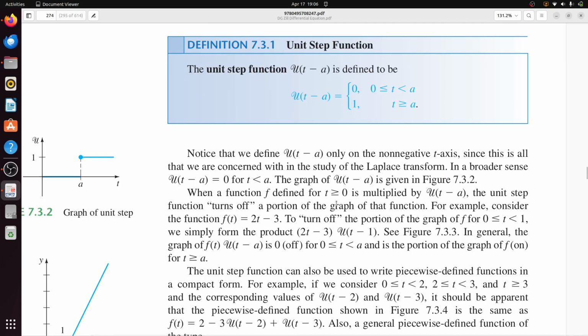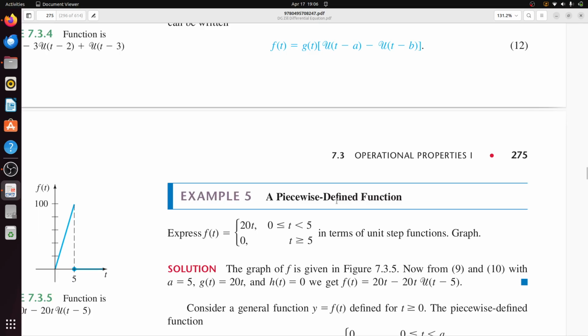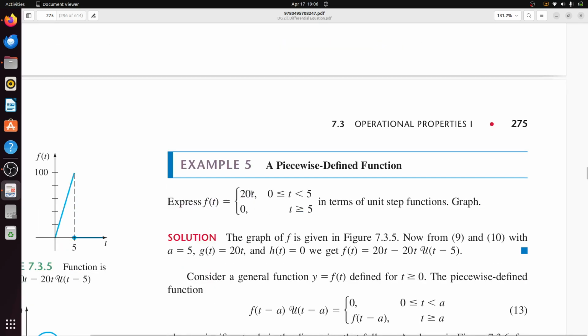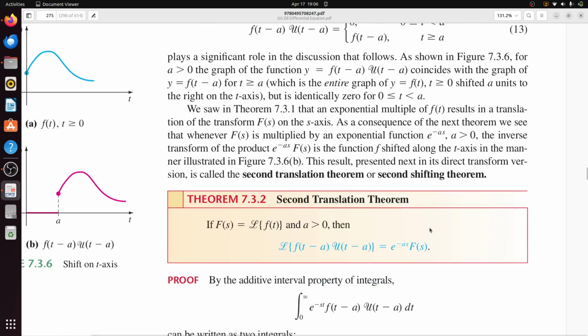So this is a piecewise defined function, 20t if 0 is less than or equal to t less than 5, and 0 if t is greater than or equal to 5, and this is in terms of the step function. Okay.